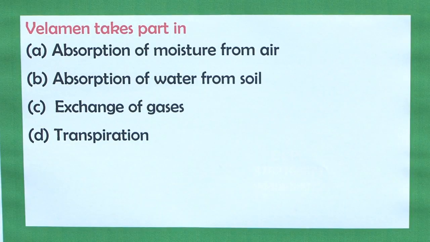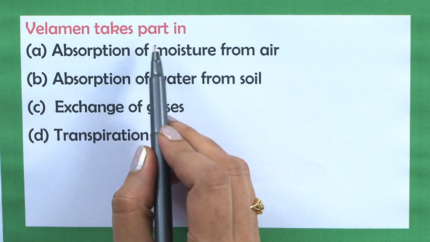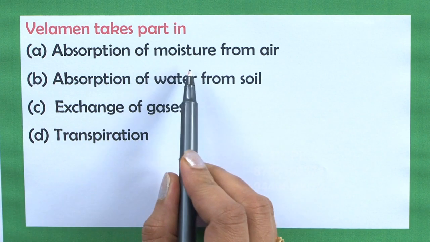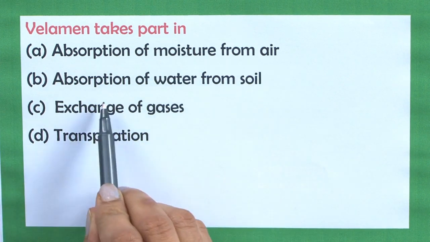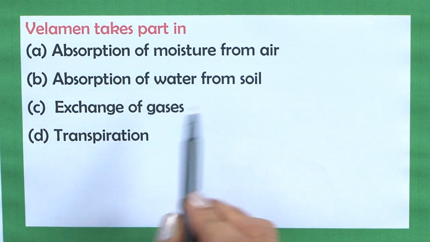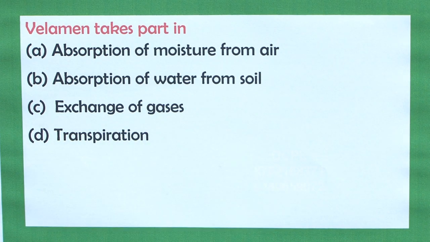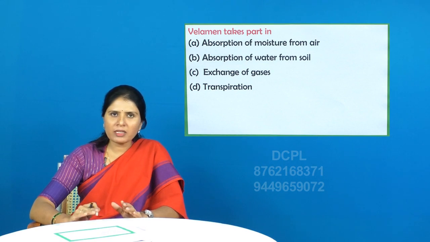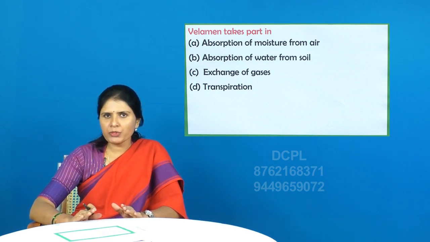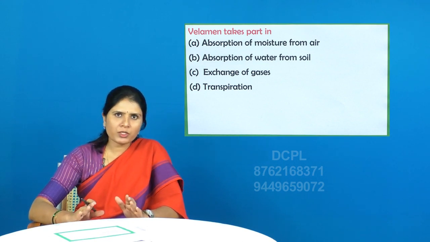Learn about morphology in flowering plants. The next question: velamen takes part in absorption of moisture from air, absorption of water from soil, exchange of gases, or transpiration. What exactly is a velamen? Velamen is a tissue present in the epiphytic plants for the purpose of absorption of moisture from air.